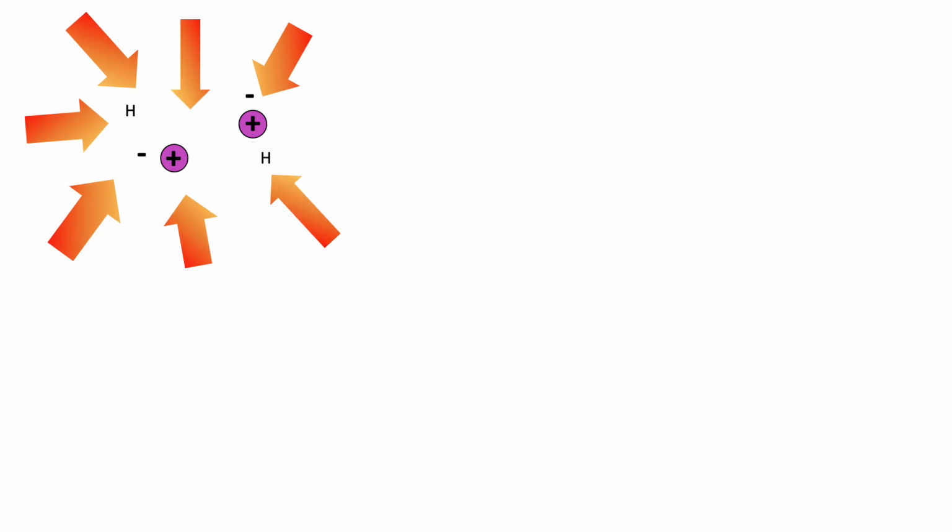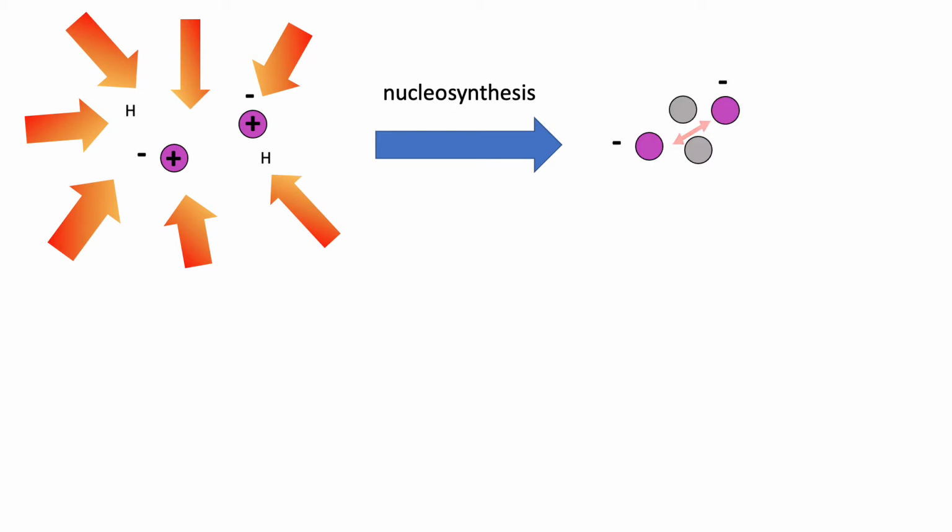So all of the pressure and the heat, the intense pressure and heat from the sun, pushes those protons together even though they repel each other. And this is the process that we call nucleosynthesis. It makes 1 helium atom from 2 hydrogen atoms.